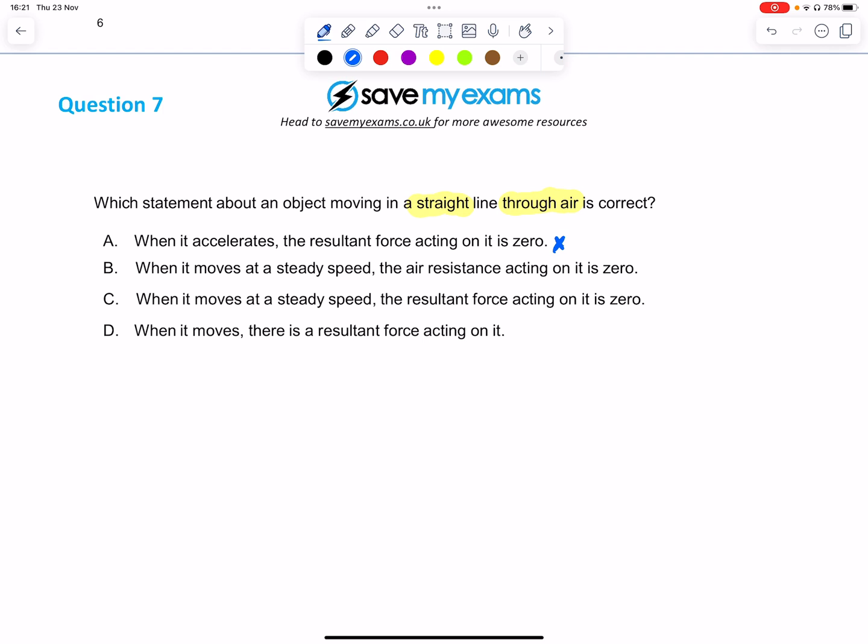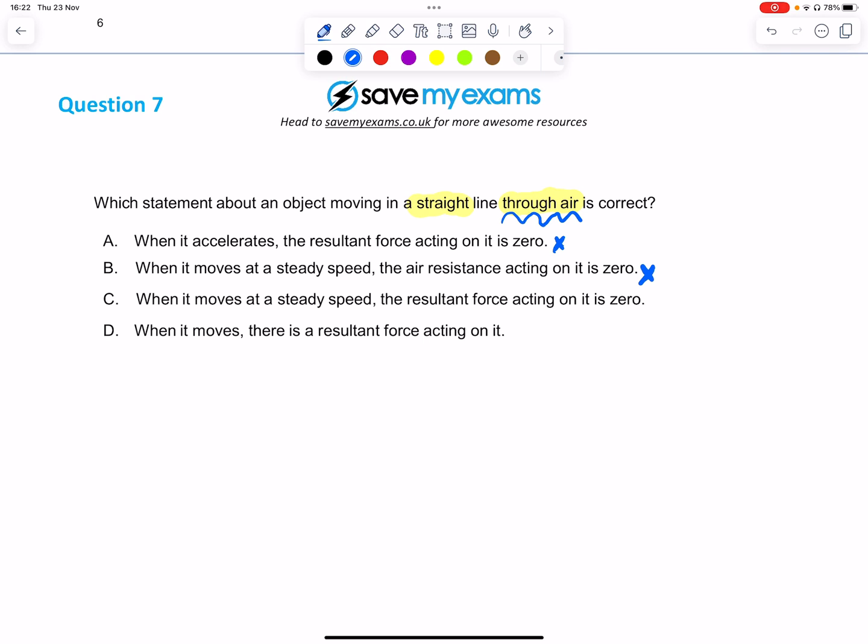When it moves at a steady speed, the air resistance acting on it is zero. See, if the air resistance acting on it is zero, technically the object would then be accelerating, which is known as the acceleration of freefall. It would be constantly accelerating. And you could also say that because the question says the object is traveling through air, the air resistance that acts on the object can't be zero, so you can automatically remove option B.